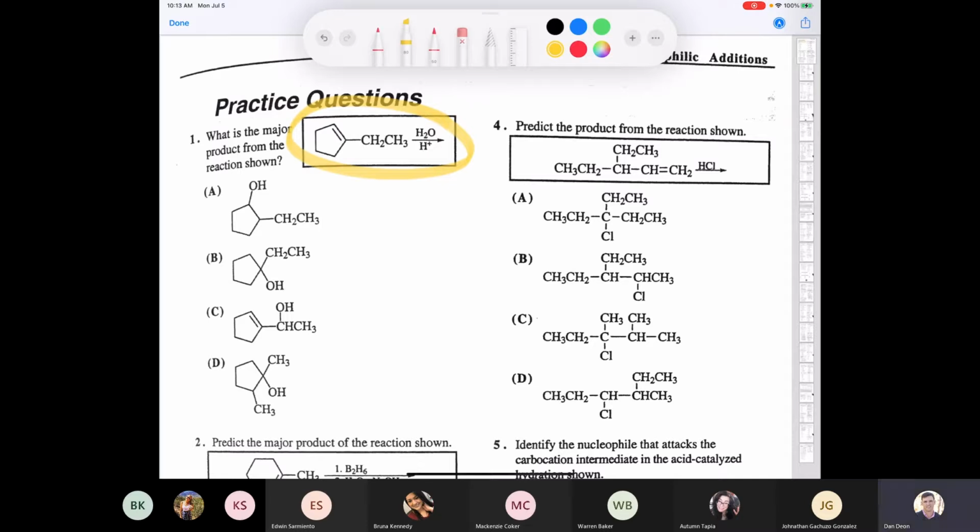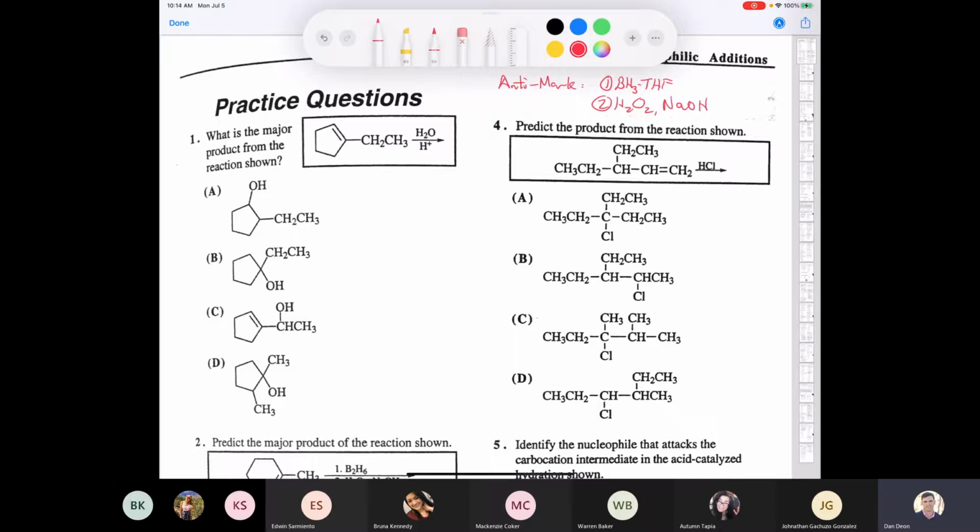So anti-Markovnikov addition across a double bond has to be done using hydroboration oxidation, right? So if we want to do anti-Markovnikov addition, anti-Markovnikov addition is done using borane and THF, followed by hydrogen peroxide and sodium hydroxide. Right, so this is just going to be a straight ahead Markovnikov addition.